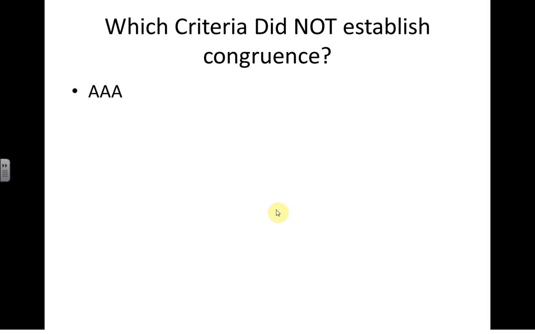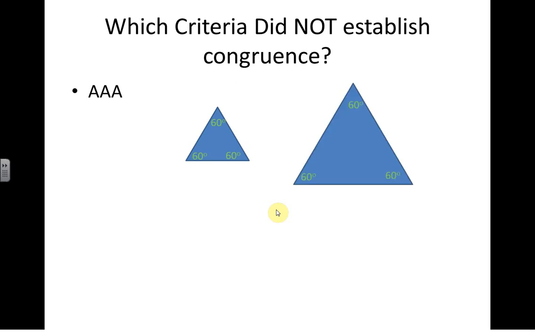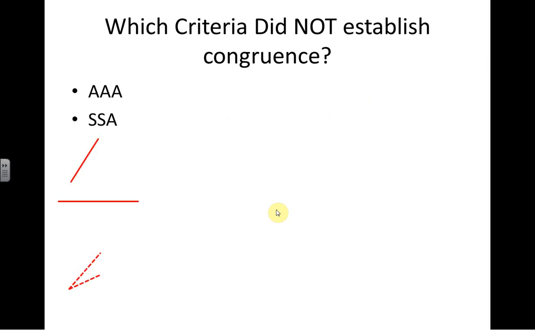Which ones did not establish congruence? Well, that would have been angle, angle, angle, because let's say, for instance, I had an equilateral triangle. I could have another equilateral triangle that looks a heck of a lot bigger, but still has 60-degree angles. So that's why that one doesn't work.